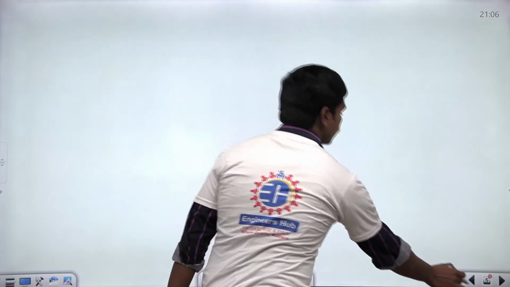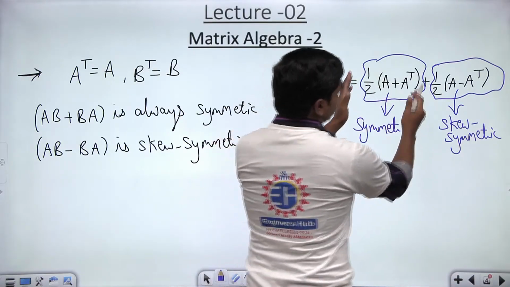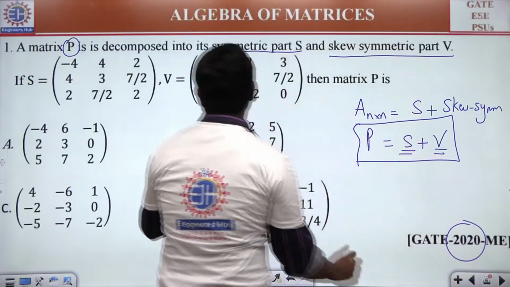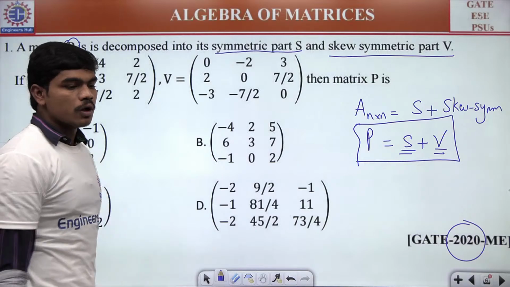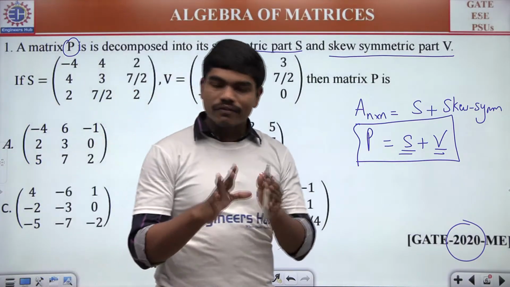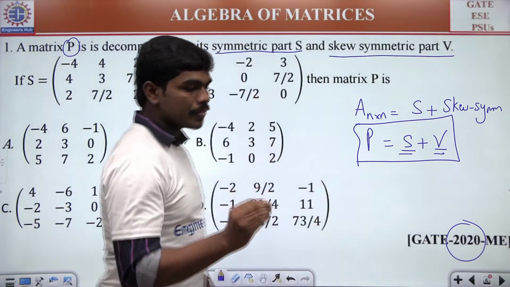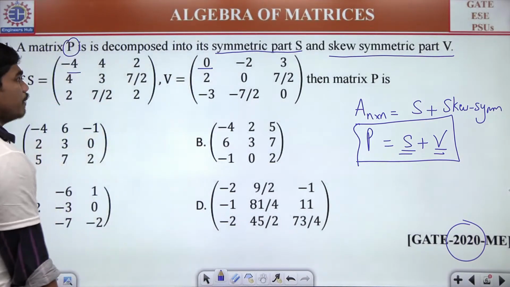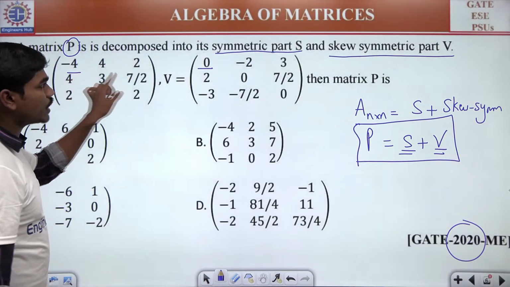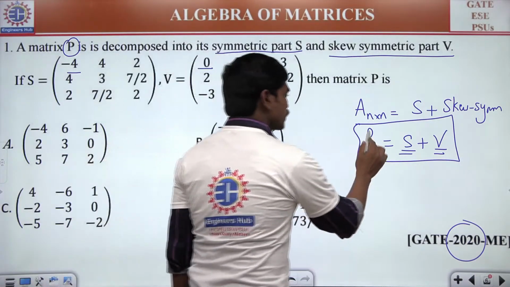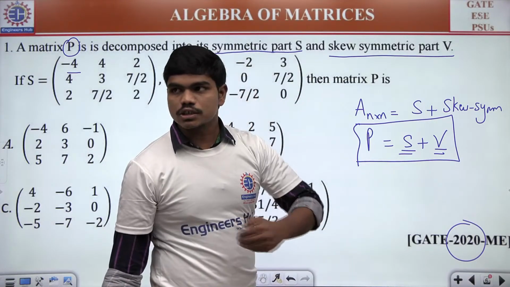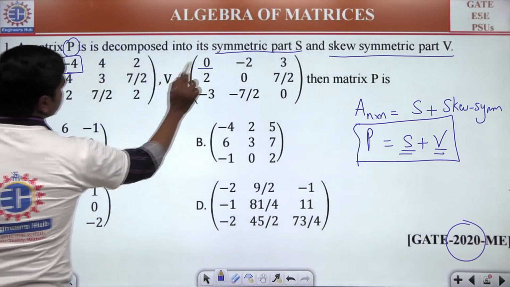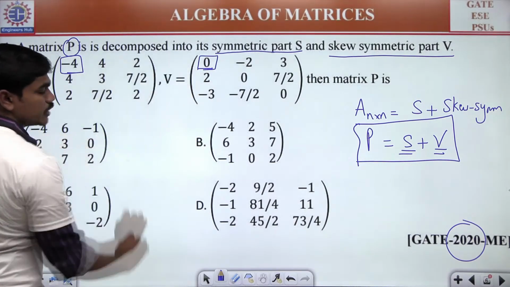We have seen this result in yesterday's class: any square matrix can be decomposed as the sum of a symmetric matrix and a skew symmetric matrix. So now if you apply this logic, S plus V should be equal to P. Now in examination there is no need for you to add the 2 matrices completely. Okay, look how to identify the answer. -4 plus 0 should be equal to -4, correct? This matrix P is a 3 by 3 matrix, so the first element of P is nothing but the sum of this -4 and this 0. So -4 plus 0 should be -4.